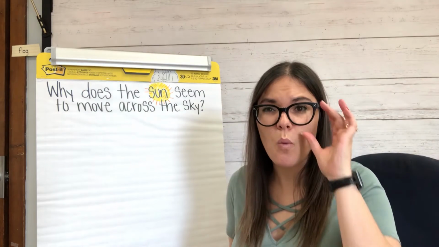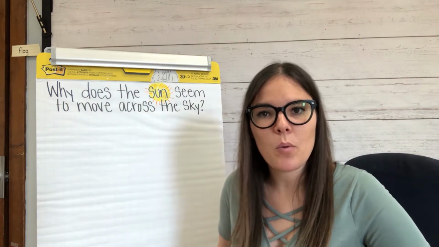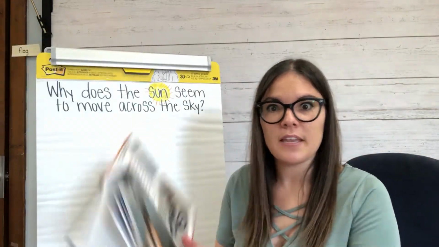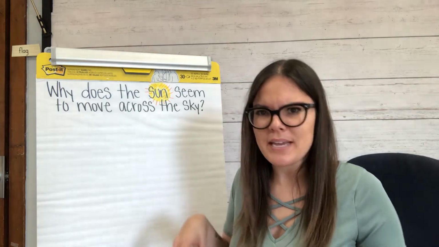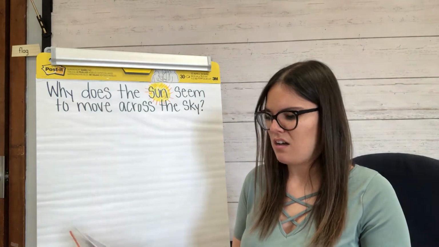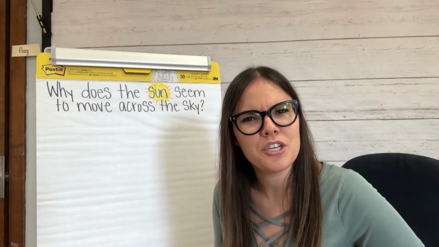Changing shadows. Have you ever noticed your shadow changing? Maybe one day you go outside and it's super tall like this girl's shadow. And then maybe another day or a different time, you notice your shadow is super itty bitty and you can barely see it. Or maybe it's in a different spot. I wonder if that has anything to do with the sun. What do you think?